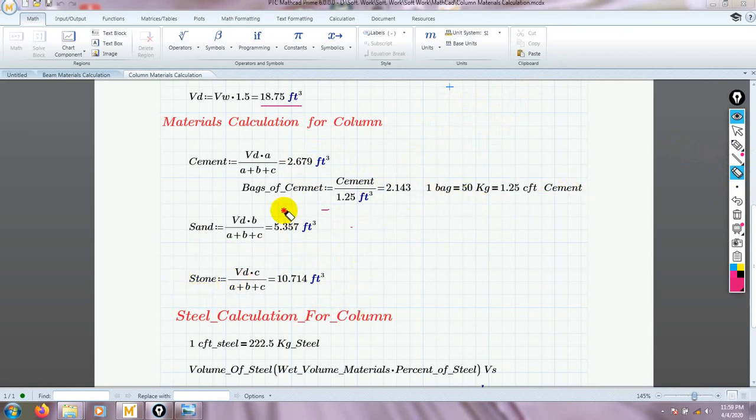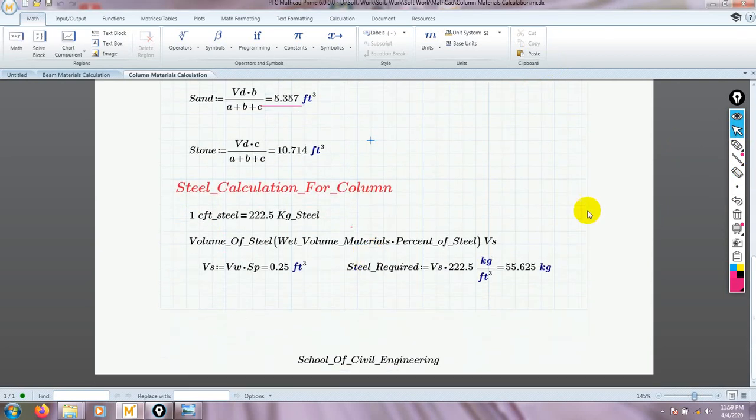So it's also very easy. We have considered that we have 2% of steel. Previously I showed you that SP equals 2%. So here we know that 1 CFT steel is equal to 222.5 kg steel, and the volume of 1 CFT steel is 222.5 kg steel. And we will calculate the volume of steel like that.